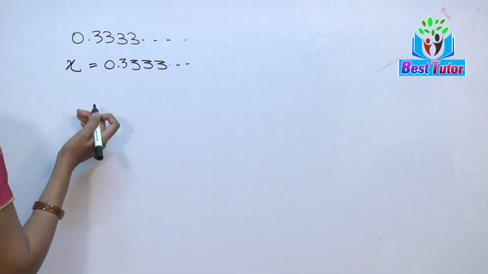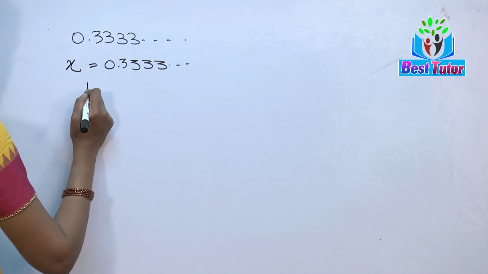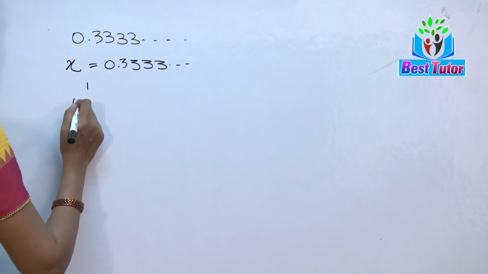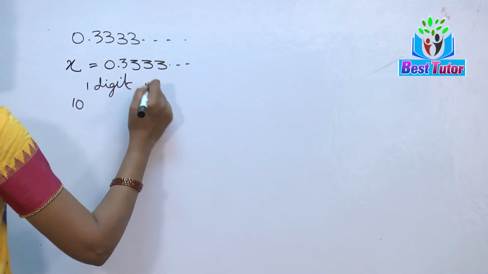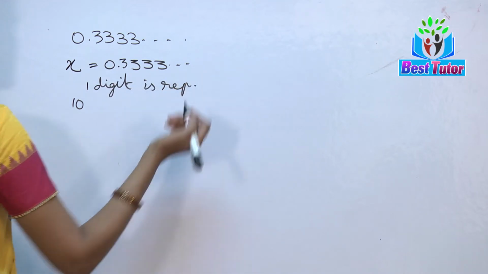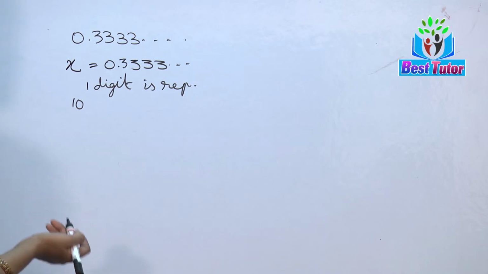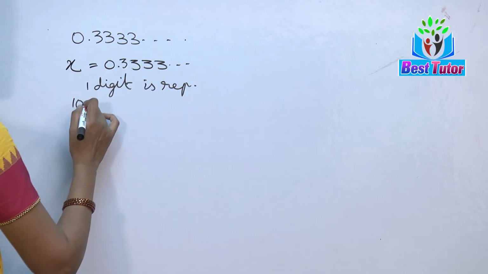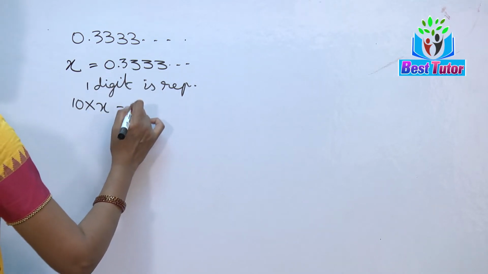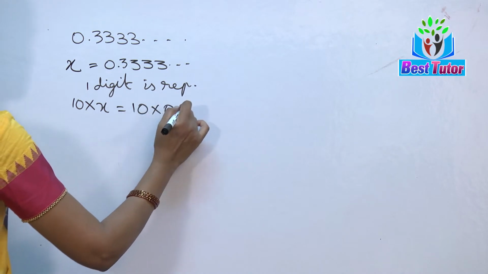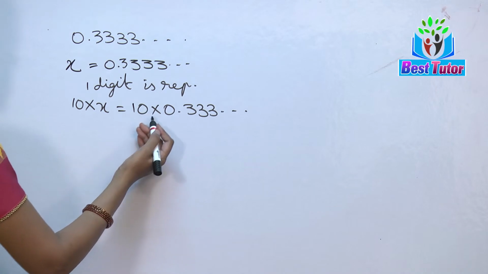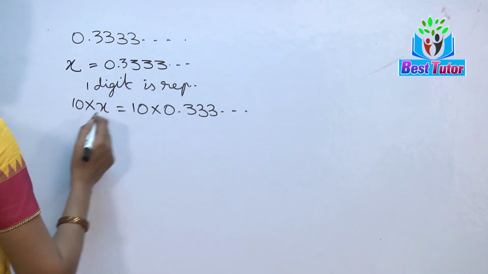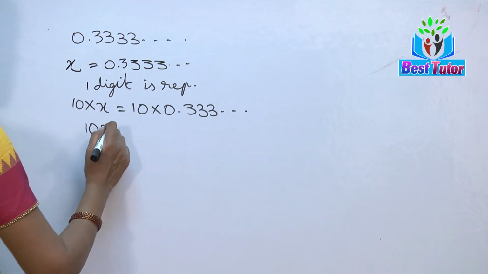How many digits are repeating here? Only one. So one digit is repeating continuously, or recurring, that means reoccurring. I will multiply this equation on both the sides with 10. So we have 10 into x is equal to 10 into 0.333 and so on. 10 into x becomes 10x.